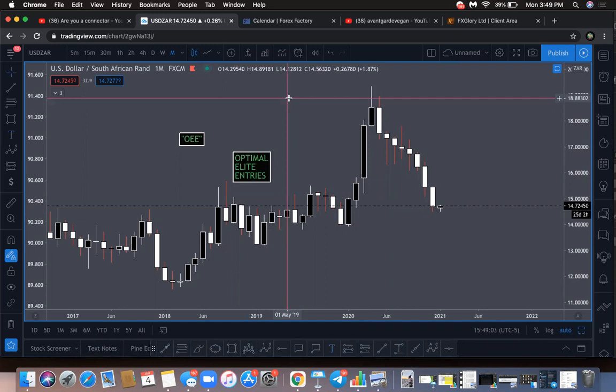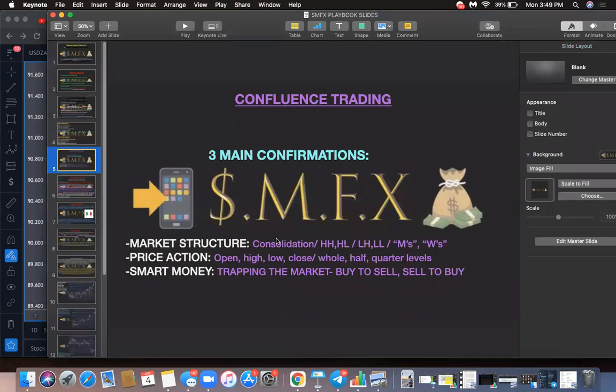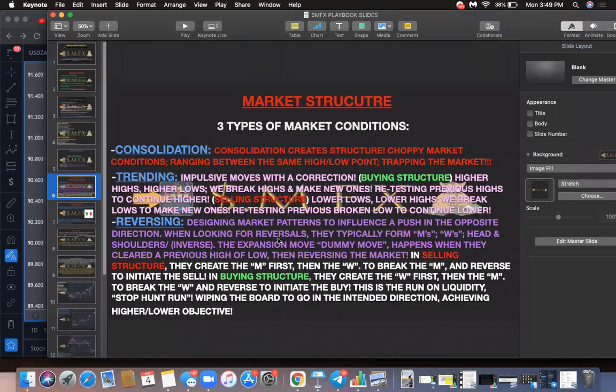This is an extensive breakdown of how to look for your entries when you've already gone through your confirmations. In the first three lessons, I've gone over market structure. Market structure consists of three types of market conditions: consolidation, trending, and reversing. So you're identifying, are we in consolidation, a trending market, or a reversing market?